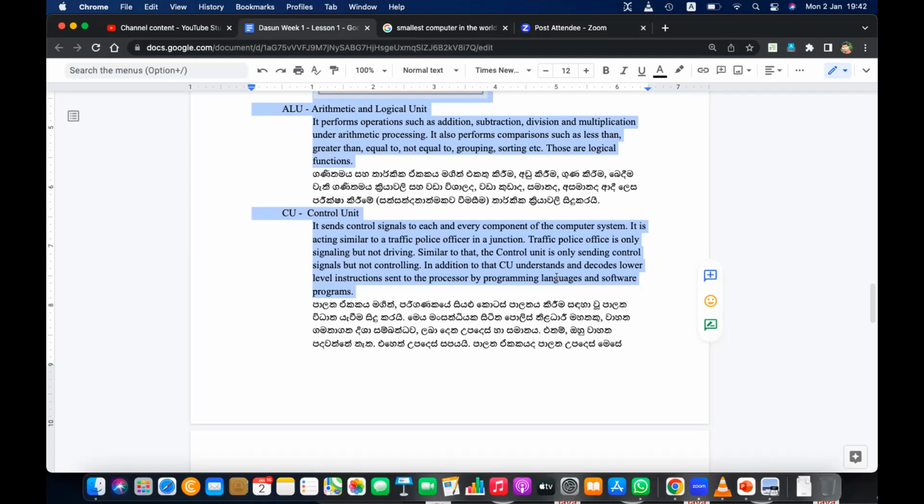It will signal the particular input device to take that. When output, it will signal a particular output device to output. When it is a memory, it will signal the memory to take that. Likewise, it will signal. It's like a traffic police signal. And also, there's another thing. Everything in the computer is happening through its machine language. It is advised or controlled by the machine language.